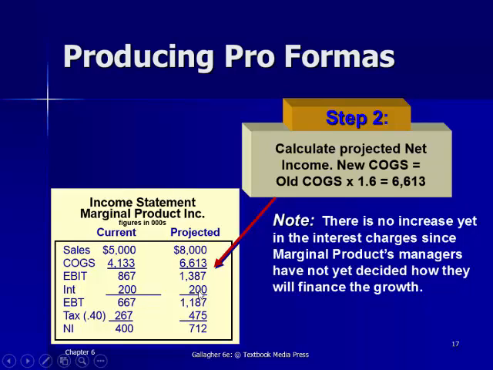1,387,000. We have interest expense, which we haven't said anything about, so let's just carry that same number forward, assume it's going to be the same in the projected period as for the current period. Subtract that and get our 1,187,000 of earnings before taxes. Multiply that by 0.40, gives us taxes of 475,000, and that leaves us with projected net income of $712,000.